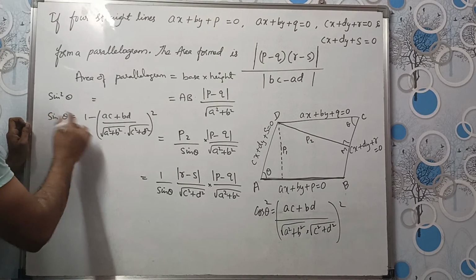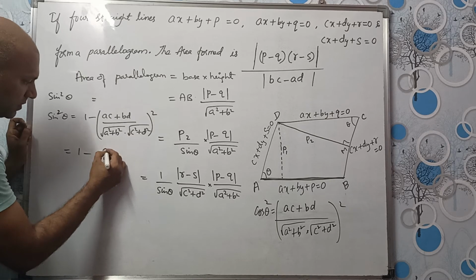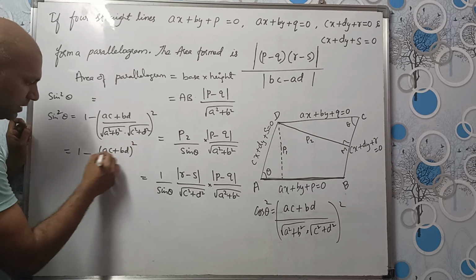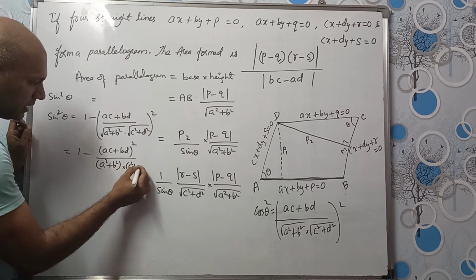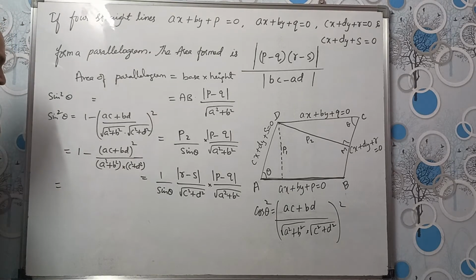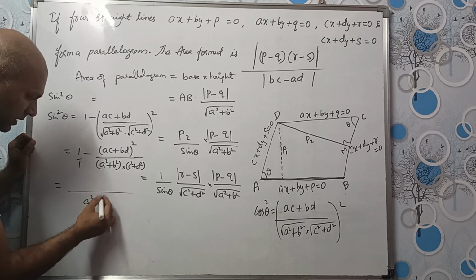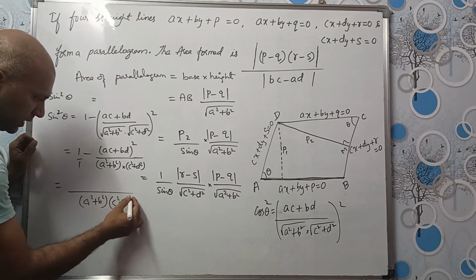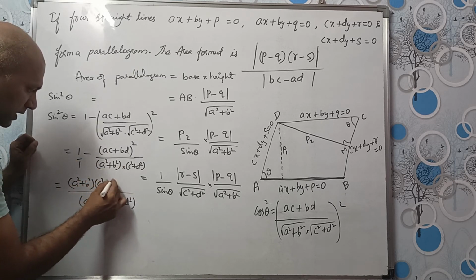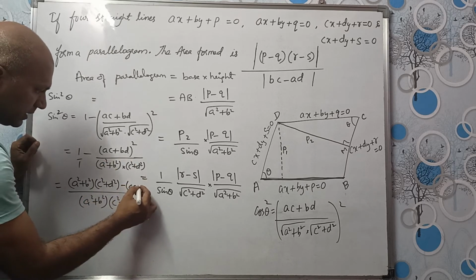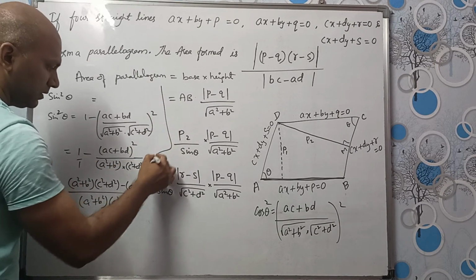So this square goes on the other side and becomes root. Let us find this now. 1 minus, so this will be AC plus BD whole square divided by A square plus B square multiplied by C square plus D square. Now if you find the LCM, it will be A square plus B square multiplied by C square plus D square, and 1 into this part, A square plus B square multiplied by C square plus D square, minus AC plus BD whole square will come here, right? This is different, right?